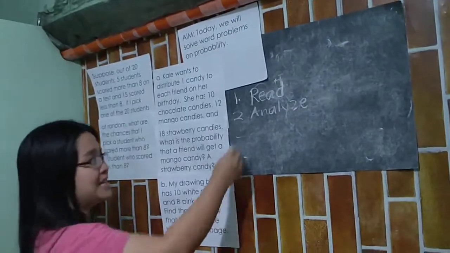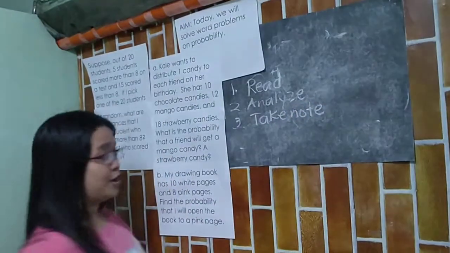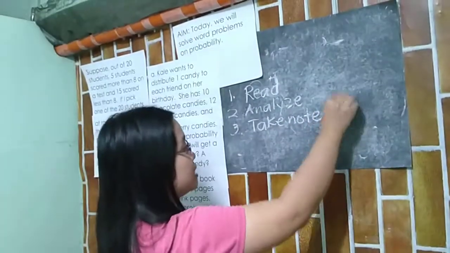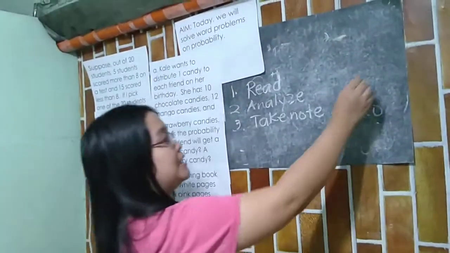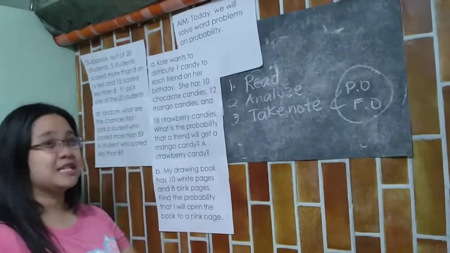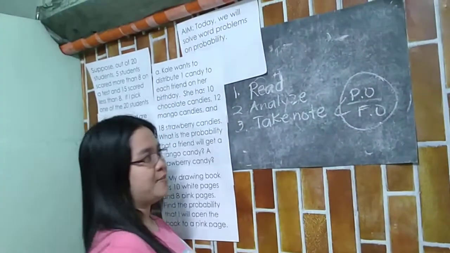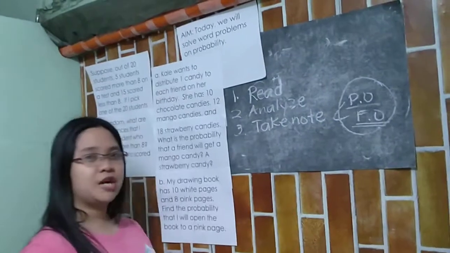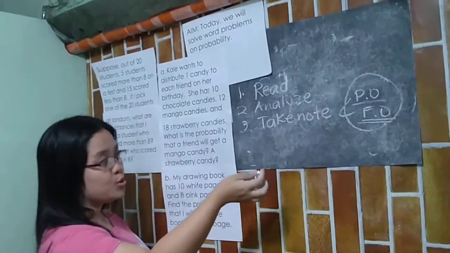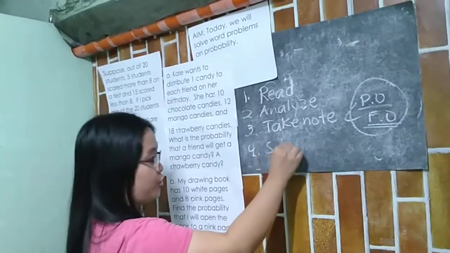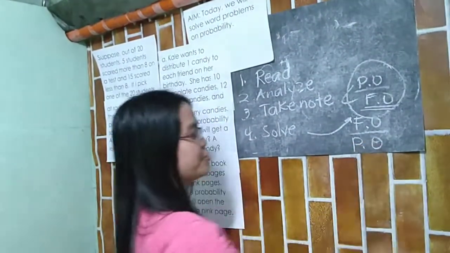Now that you already read and analyze, you have to take note of the givens on the problem so that you will know what's the possible outcome and the favorable outcome. Remember that in finding the probability in numbers, these two outcomes are very important because it's part of our formula, right? PO, or the possible outcome, is the total outcome that can happen. And FO, or the favorable outcome, is the event that you wish or want to happen. After getting the information for these two outcomes, you can now solve using the formula, the number of favorable outcome over the number of possible outcome.